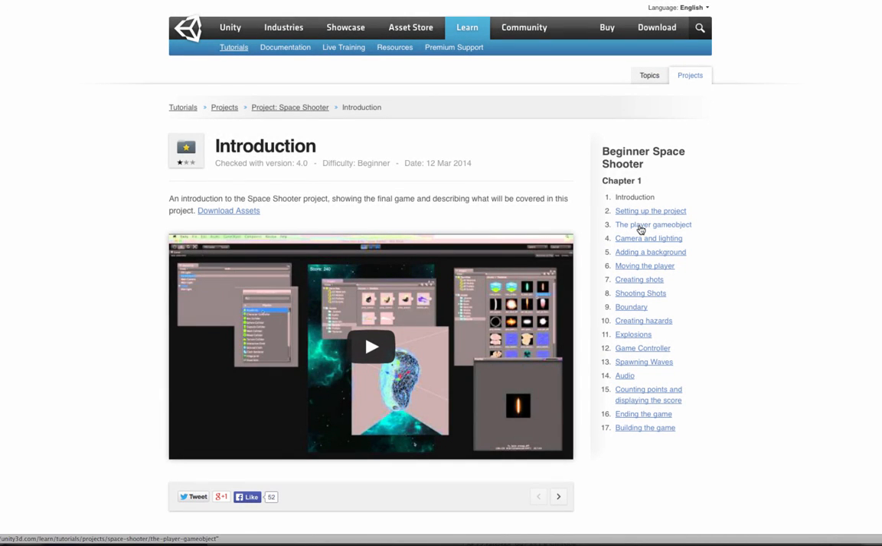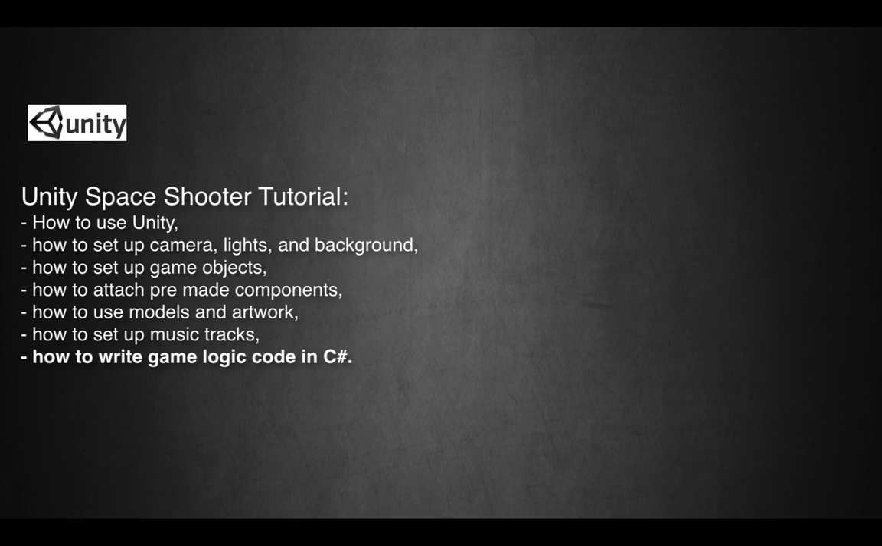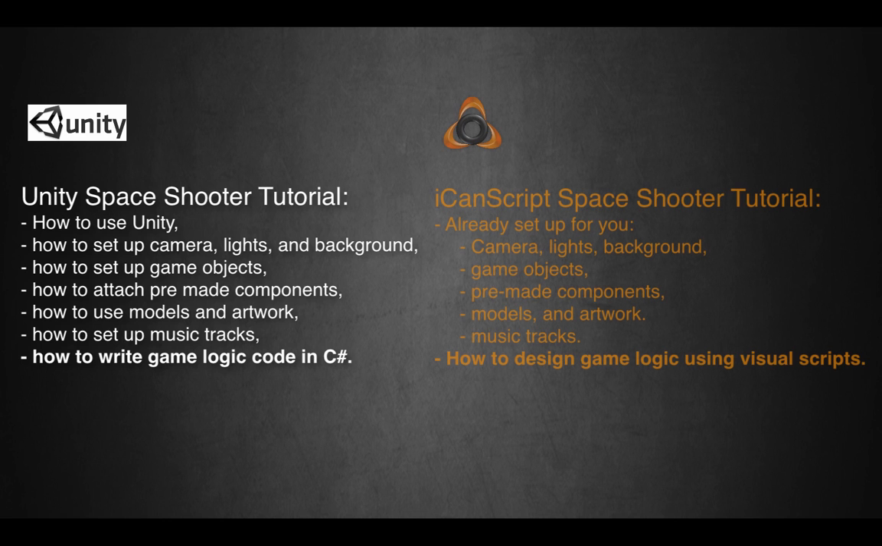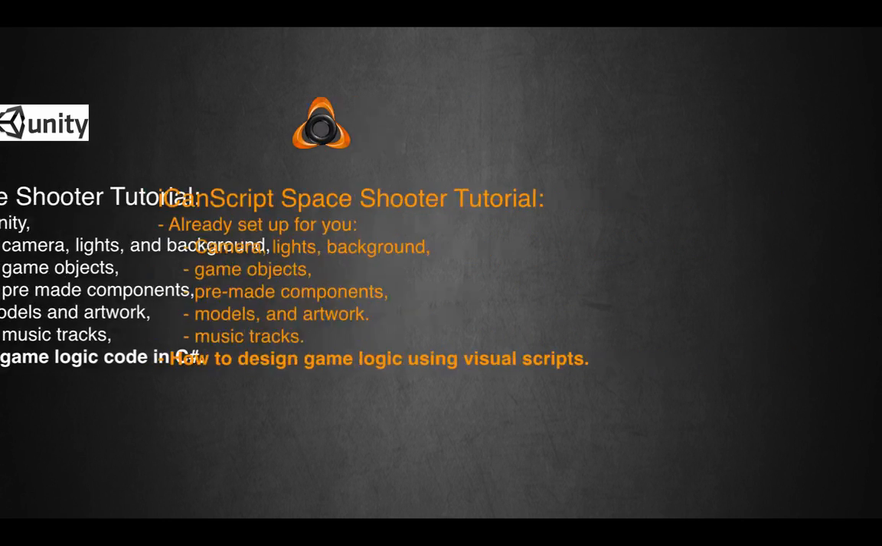In the separate 17 chapters of the Unity tutorial, they demonstrate setting up the assets as well as writing the code logic that will drive those assets. We will not attempt to teach how to use Unity or how to set up the assets in the iCanScript tutorial. So when downloading the Space Shooter package from the iCanScript site, the assets have already been prepared for you as if you completed the Unity tutorial. Optionally, if you are a beginner to Unity, you could also first complete the Unity Space Shooter tutorial to learn more about working with these assets in Unity, and then complete the iCanScript tutorial series to learn about visual scripting.